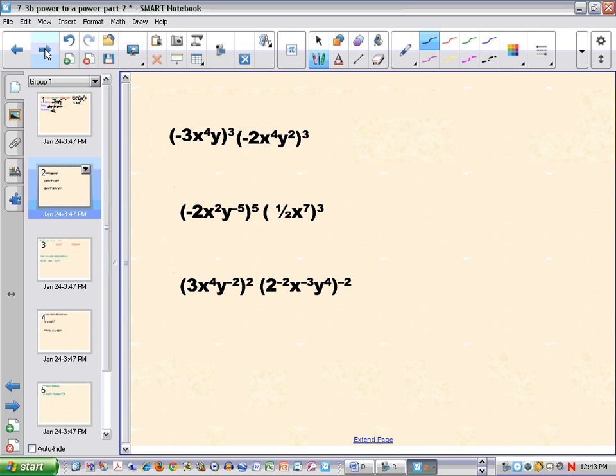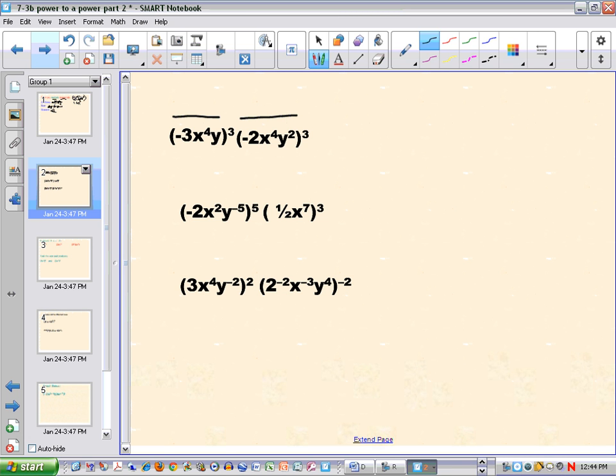All right, so let's do some examples with power to a power and multiplying our exponents. So here's a mix of both. So we have two separate chunks here. We have this guy and we got this guy. They're both taken to the third power, so let's go ahead and simplify both and then multiply.